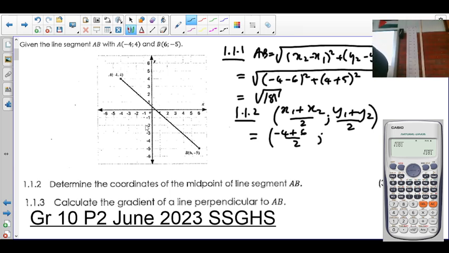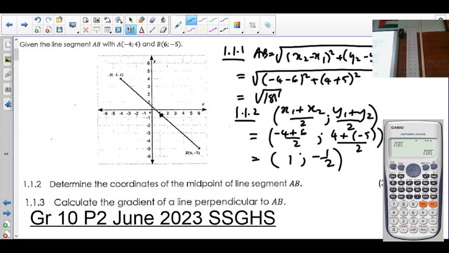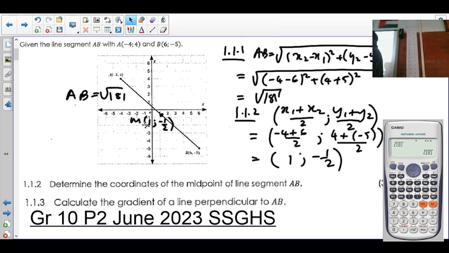So you will have 4 plus negative 5 over 2. So that will give us an answer of 2 over 2, which is 1, and this will be negative half. So the midpoint (1; -1/2) is approximately here. And the distance of this, of course, is the square root of 181. Any confusion thus far? No.